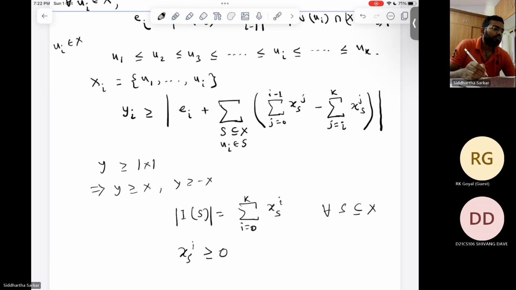All right. So for all i lying between 0 to k and all S a subset of X, these are the constraints. You can look this up from the book also. So now we have to decide what the objective function is. The objective is to minimize imbalance.